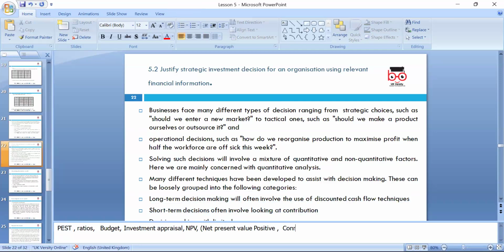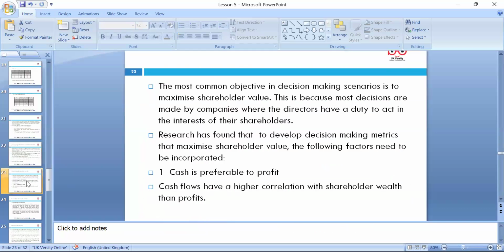What is meant by contribution? Contribution is known as selling price minus variable cost. We discussed break-even, a point where there is no profit and no loss, where we can meet the cost of every successive unit. The most common objective of decision making is maximizing shareholder value.